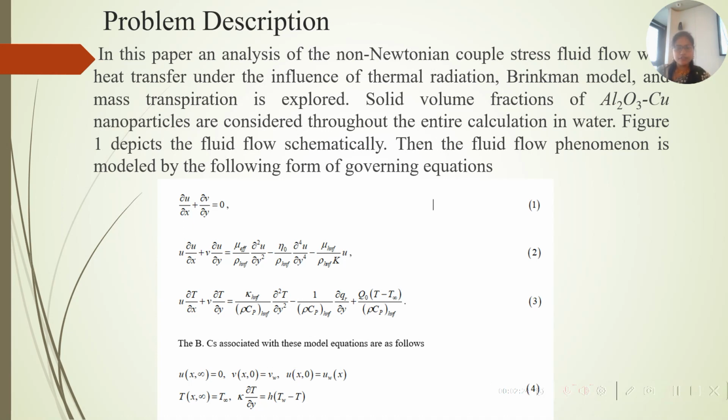The present topic consists of analysis of the non-Newtonian couple stress fluid flow with heat transfer under the influence of thermal radiation and the Brinkman model. By using these assumptions, we can derive three equations. The first one represents the continuity equation, the second one represents the momentum equation, and the third one is the energy equation. In equation 2, eta naught represents the coefficient of couple stress fluid flow, capital K represents the permeability of the porous medium, and rho is the density. In equation 3, Q naught represents the coefficient of the heat source or sink parameter. Then the boundary conditions associated with these equations are represented like this. Here we consider the suction injection parameter and Biot number.